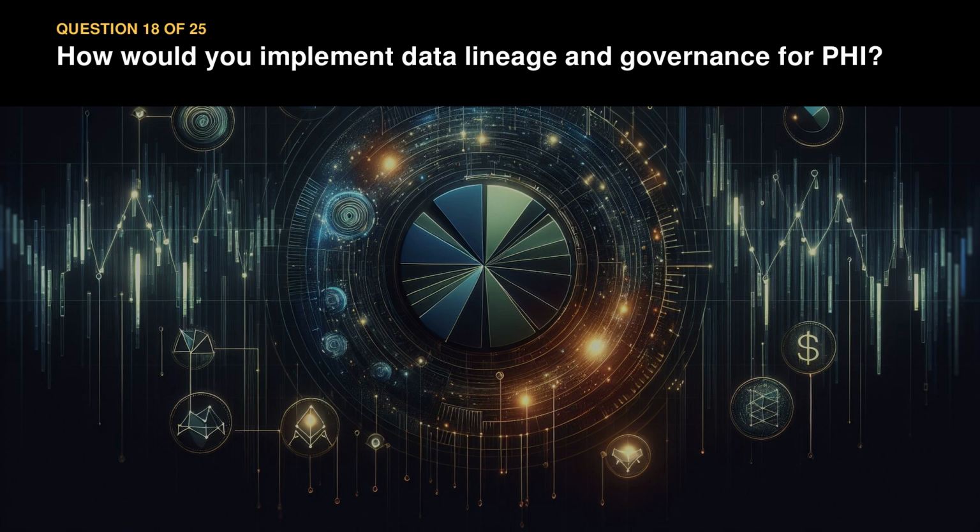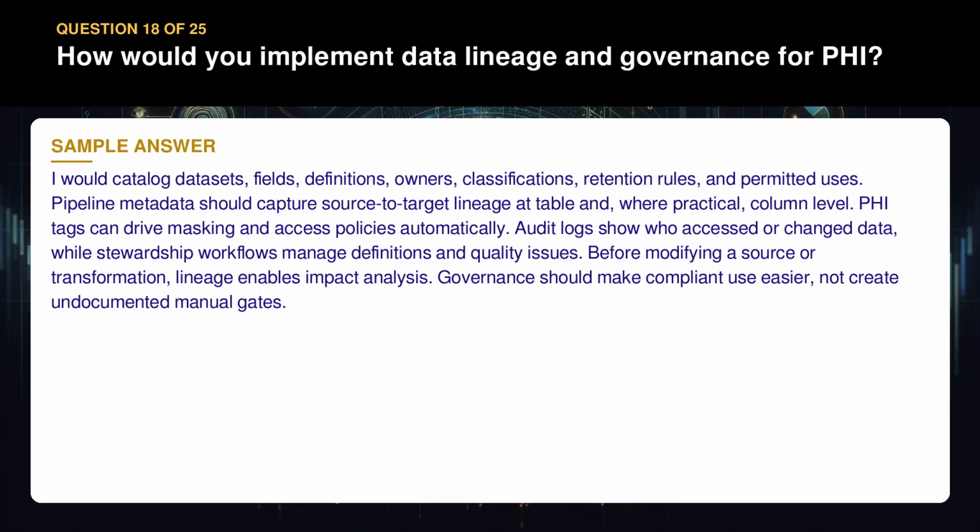Question 18. How would you implement data lineage and governance for FHIR? I would catalog datasets, fields, definitions, owners, classifications, retention rules, and permitted uses. Pipeline metadata should capture source to target lineage at table and, where practical, column level. FHIR tags can drive masking and access policies automatically.